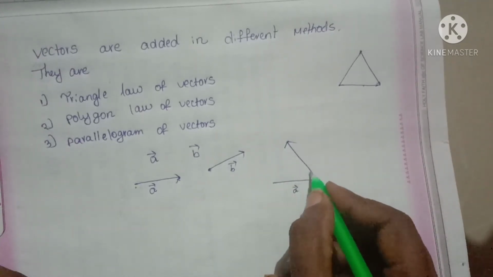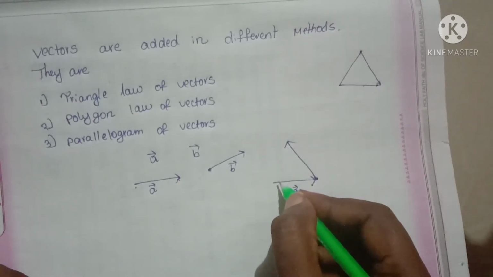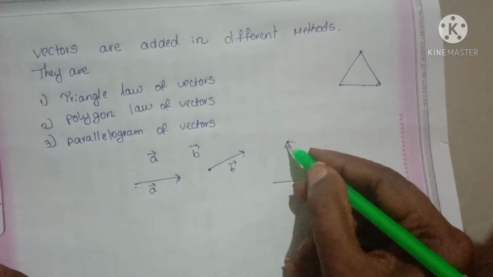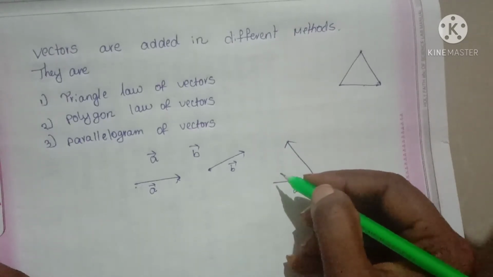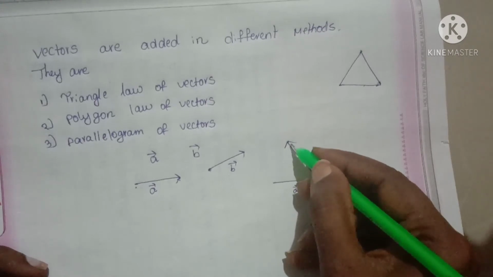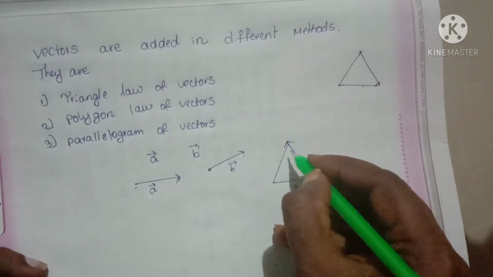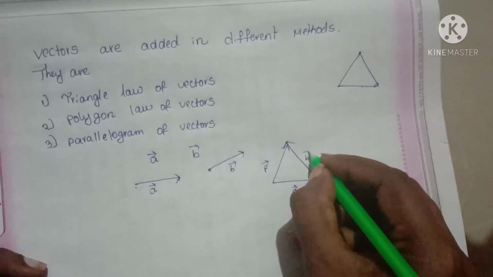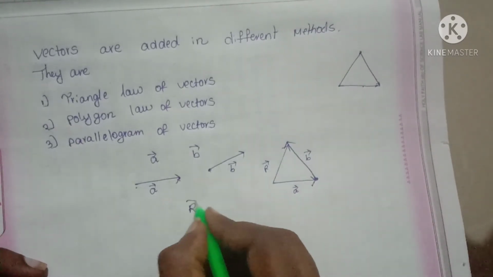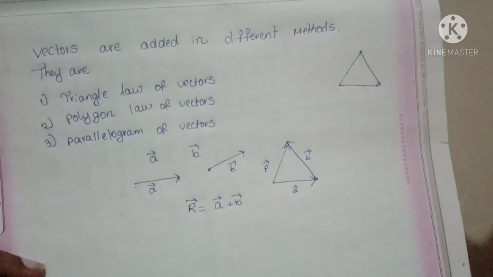So these are two sides of the triangle, and you know that the resultant is given by the closed side. This third side is free, so we have to close it in the reverse manner, like this. In this way we can close the path. This side represents the resultant. Then the formula is R, the resultant, equals A bar plus B bar. This is the triangle law of vectors.